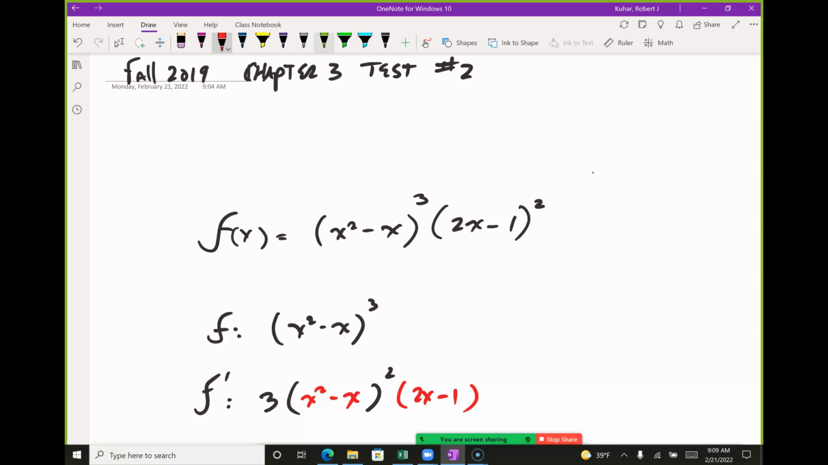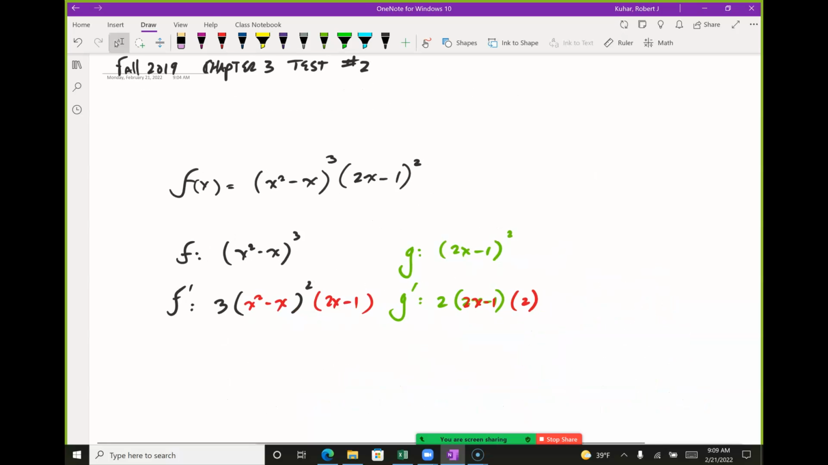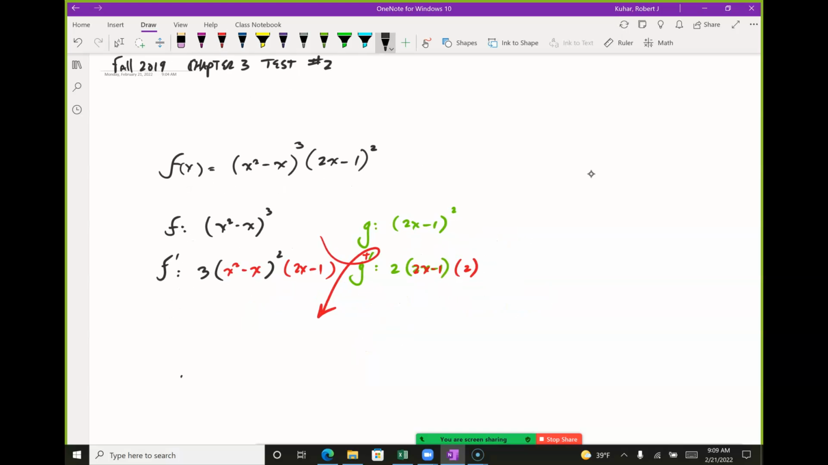Nice. Second function is something squared. My second function is 2x minus 1 quantity squared. So the derivative is going to be 2 times the something to the first power, times another 2, because the derivative of 2x minus 1 is 2. So I'm taking the derivative of the inside. I'm doing a product rule. So I'm going to get y prime.